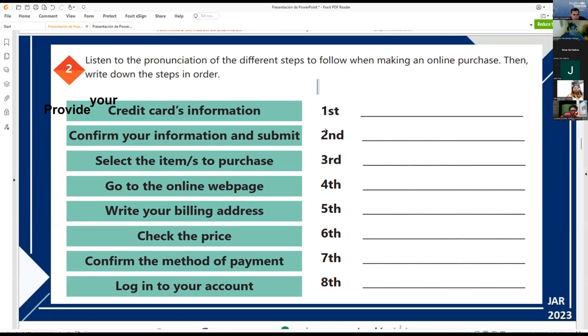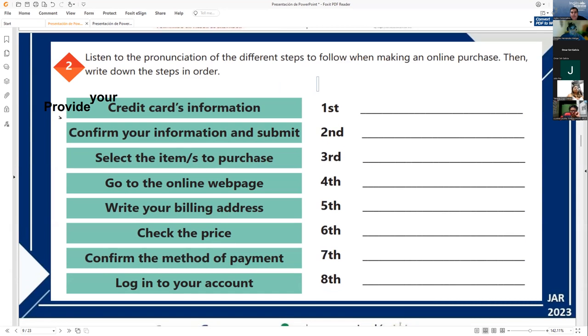So I'm going to stop sharing. Only remember to add provide your. Provea su información de la tarjeta de crédito, o provea la información de su tarjeta de crédito. Okay, so yes, that would be the idea. This is an example for purchasing on a website, online. That's right. Okay.